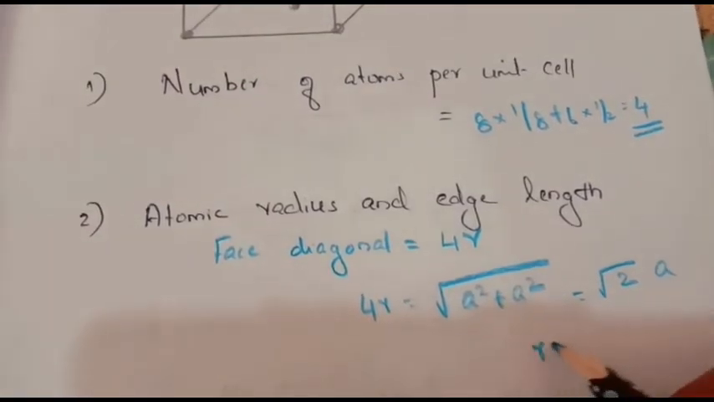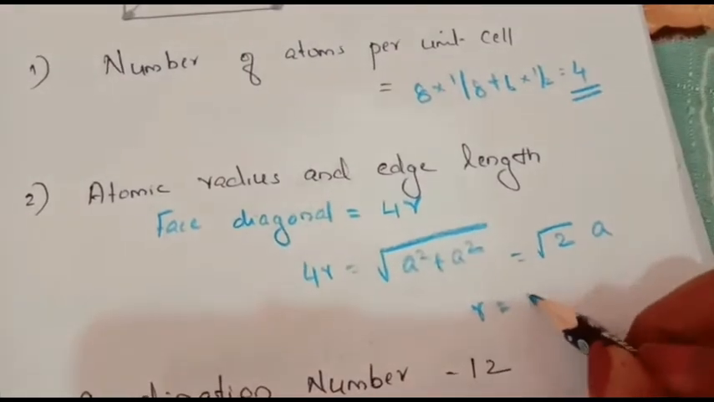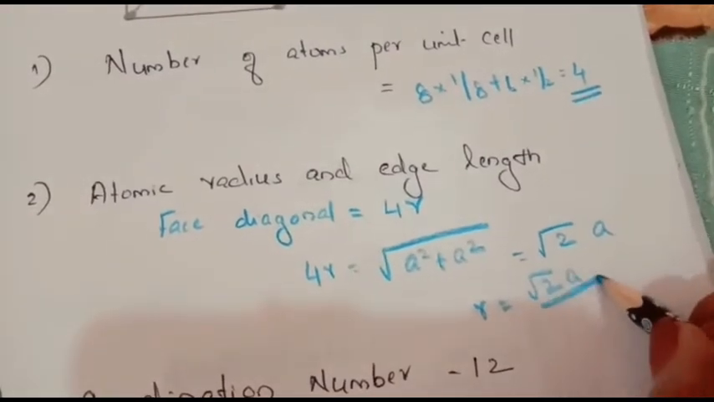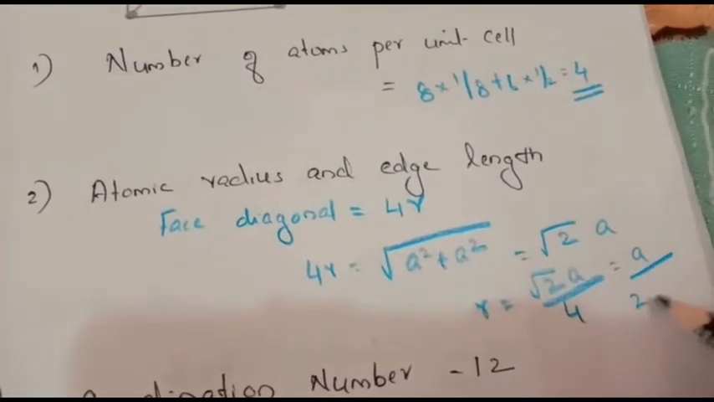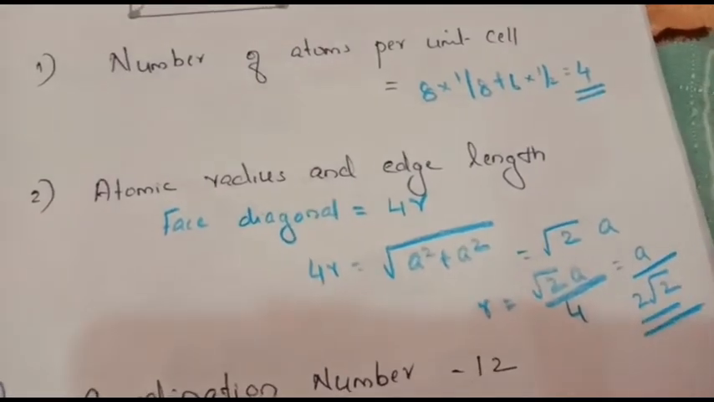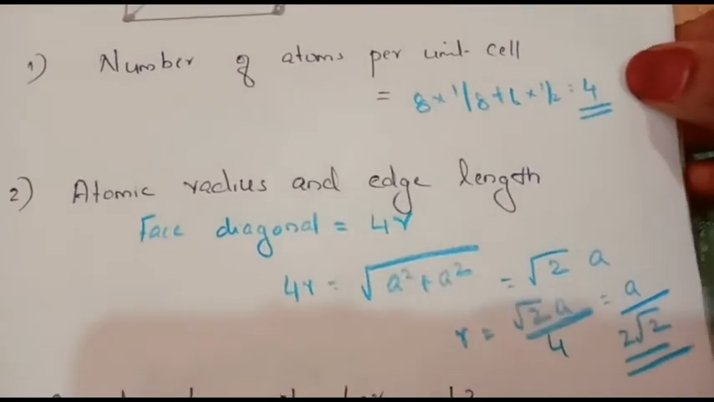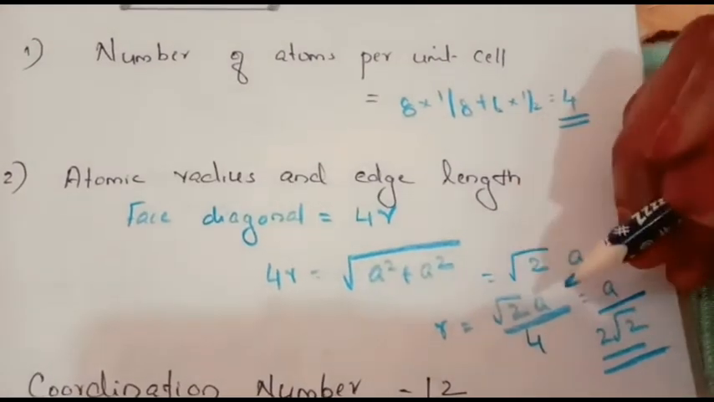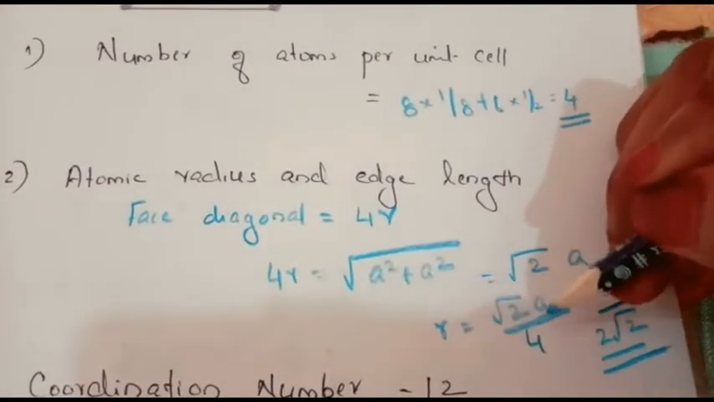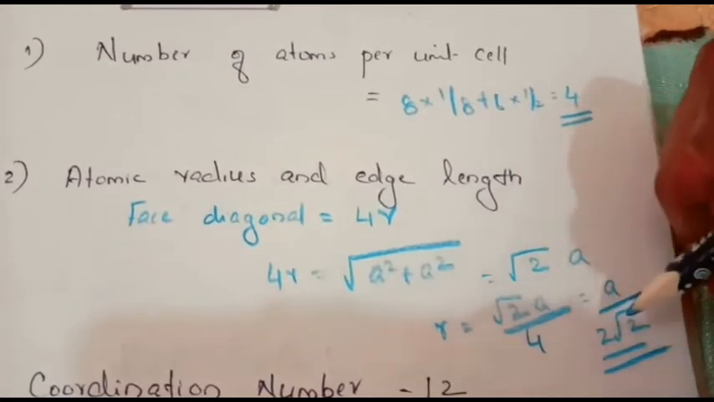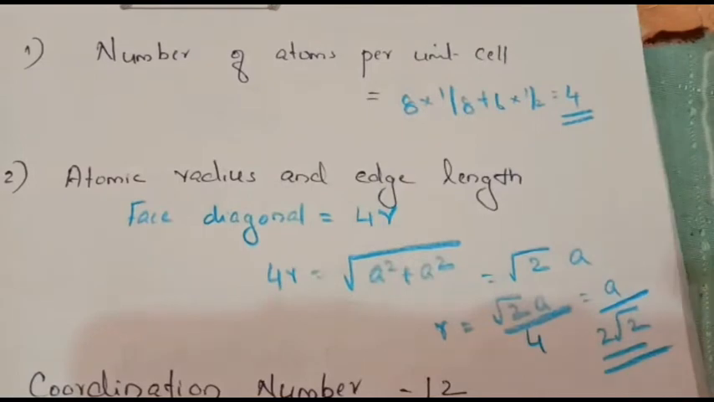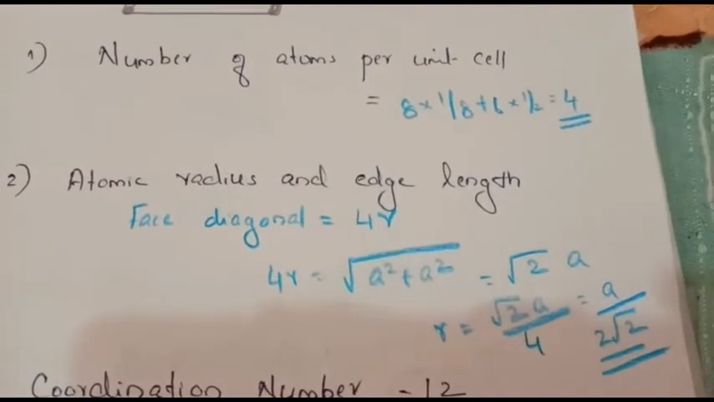Therefore, r equals root 2a divided by 4, or you can write it as a by 2 root 2. So this is the representation of the radius of face-centered cube. r equals root 2a by 4, or you can write a divided by 2 root 2, because the 2 root 2 cancels. So a divided by 2 root 2 is the radius of face-centered cube.